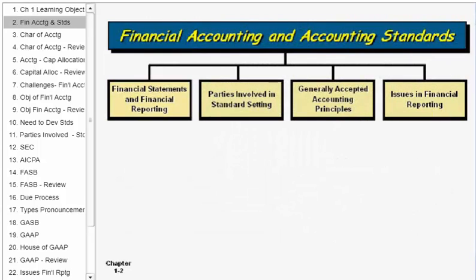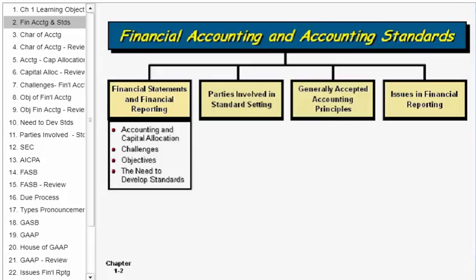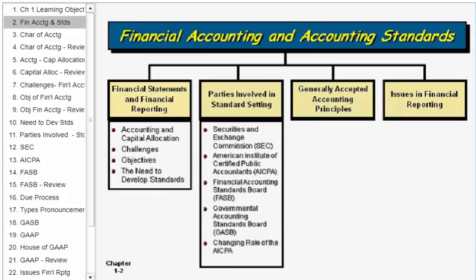Okay, let's explore some of those. Financial accounting and accounting standards. It consists of sort of 4 areas: financial statements and financial reporting, and bullet points underneath that include accounting and capital allocation. There's challenges, there's objectives, there's a need to develop standards.